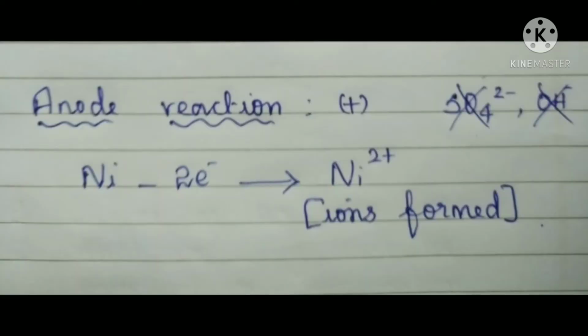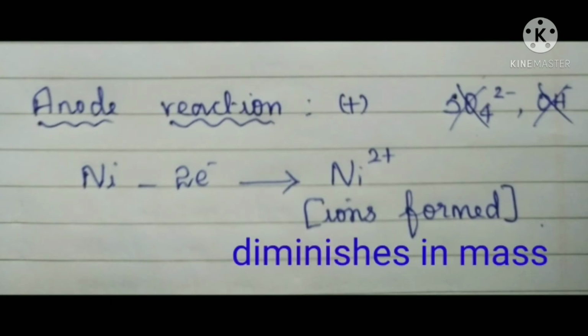And at the anode, 2 ions will migrate, but they won't discharge because the anode is made up of nickel. So it loses electrons, or dissolves, and produces Ni2+ ions. So the product is Ni2+ ions. The observation is the anode reduces in size, or diminishes in mass. Did you understand, children?